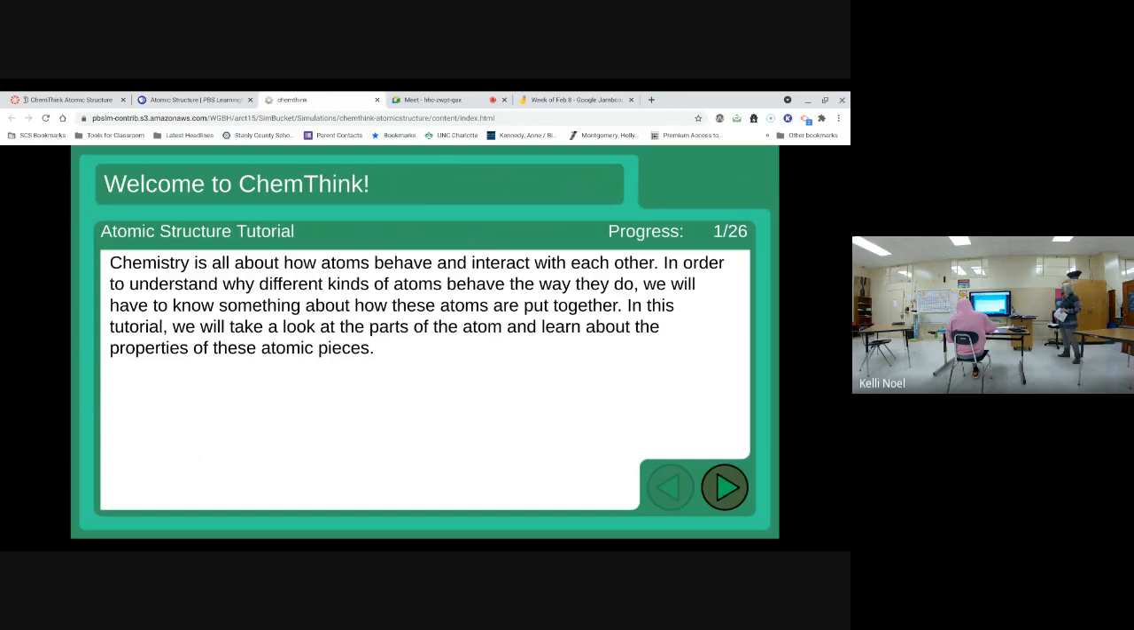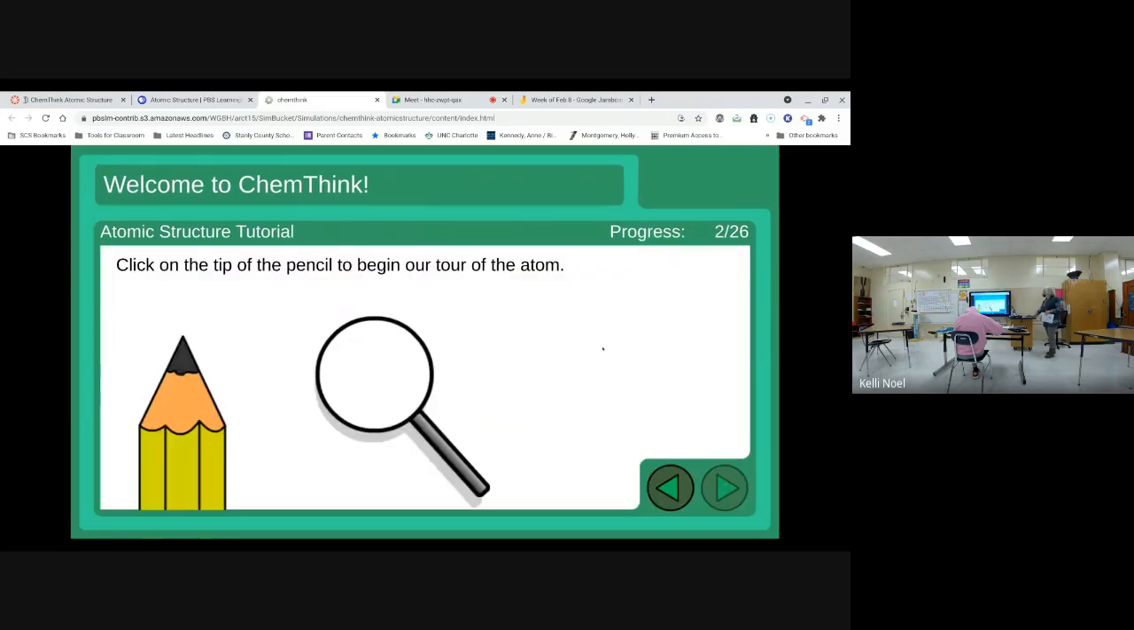And when it launches, you're going to have this big area. And you're going to want to actually read through this, and you're going to press play as you go through this arrow button here. And then you're going to answer these questions as you come through it. So this first part is kind of an overall, we're going to take a look at the parts of the atom and learn about their properties. So you're going to click here, and now you're going to follow these directions and answer these questions as you go along.